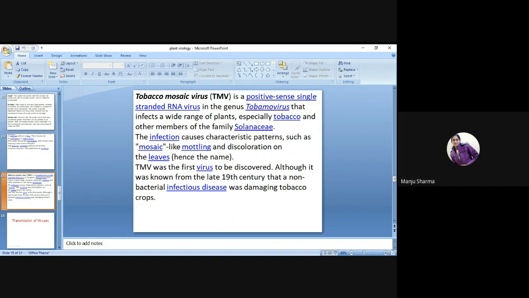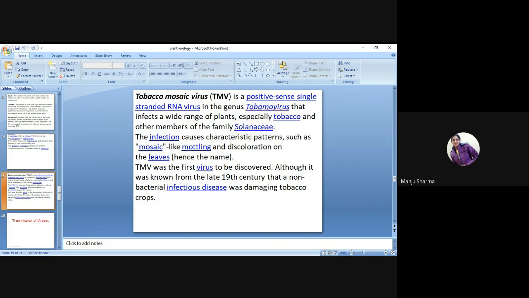TMV is a positive sense single stranded RNA virus in the genus Tobamovirus that infects a wide range of plants, especially tobacco and other members of the family Solanaceae. The infection causes characteristic patterns such as mosaic-like mottling and discoloration on the leaves, hence the name.